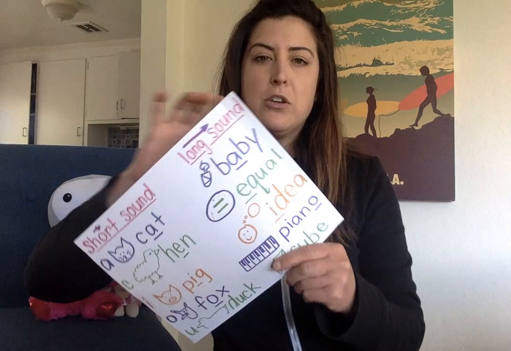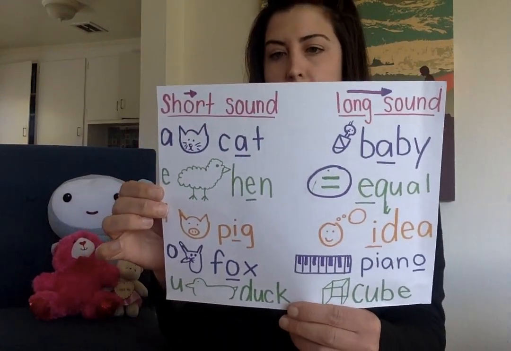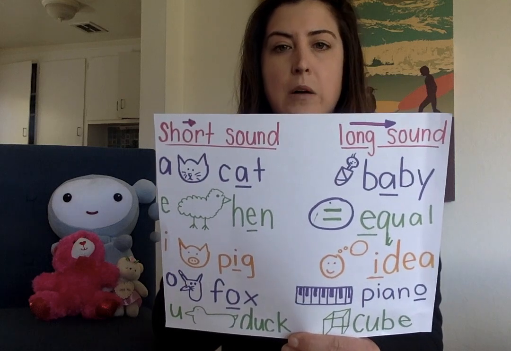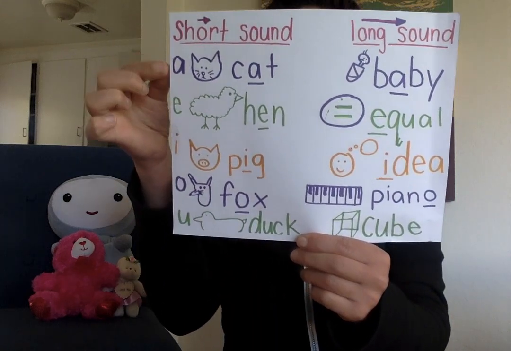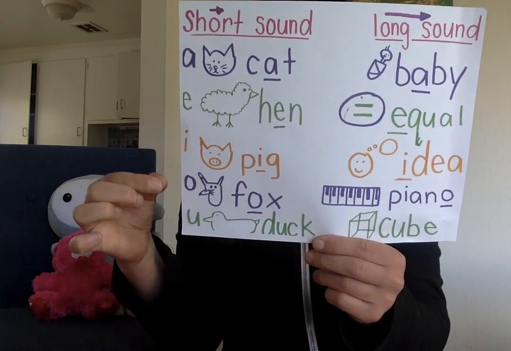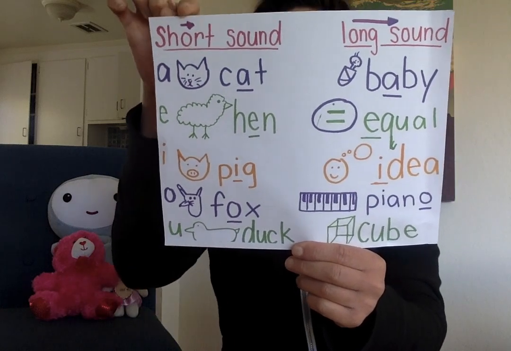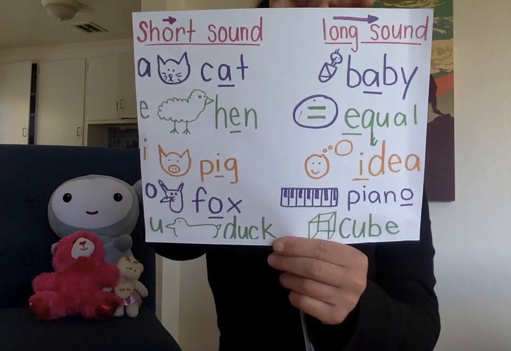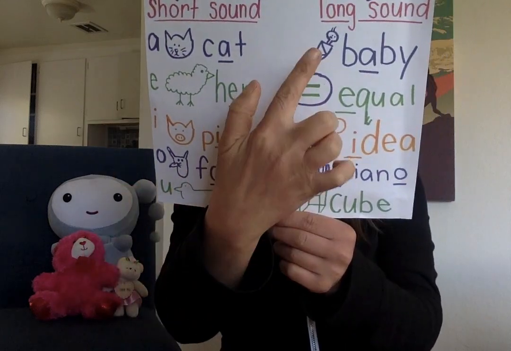And I got another surprise for you. I will try to take a picture and send this to your parents so that you can have a copy at home too. But here's our vowel chart that shows the two sounds. Each vowel, let's say the letters A, E, I, O, U, have a short sound and a long sound. And there's pictures to go with each of those.